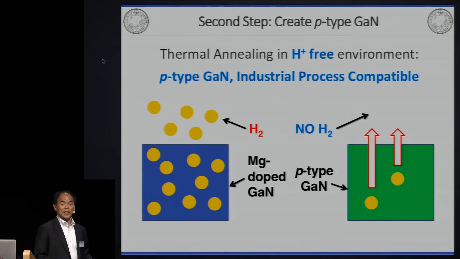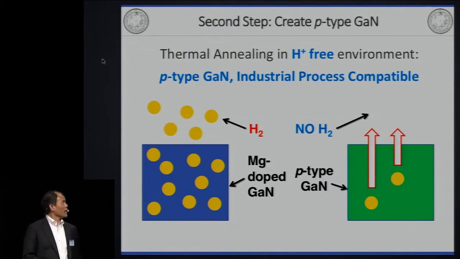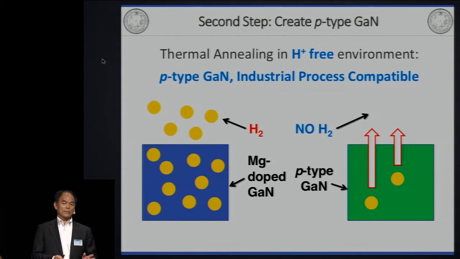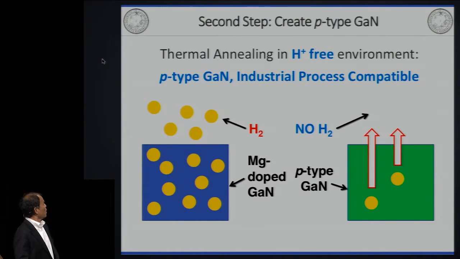And the next is P-type gallium nitride. P-type gallium nitride, I told you, was the yellow-green colored one. Usually, in order to obtain P-type gallium nitride, we dope magnesium. But it was always semi-insulating, unlike N-type GaN. But in my case, I just used thermal annealing to remove hydrogen, and I got P-type gallium nitride. This is a simplified one.